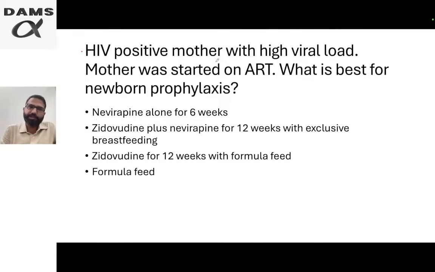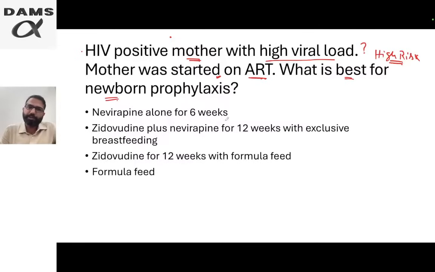In an HIV positive mother with high viral load was given. Can you tell me the value of viral load? High viral load was given, mother was started on ART. Definitely if the mother is found positive during pregnancy, then the first thing we do is start the ART to the mother. Then what is the best for newborn? So what is the next step or best for newborn prophylaxis? In this type of condition, if the viral load was high, that means it is high risk.